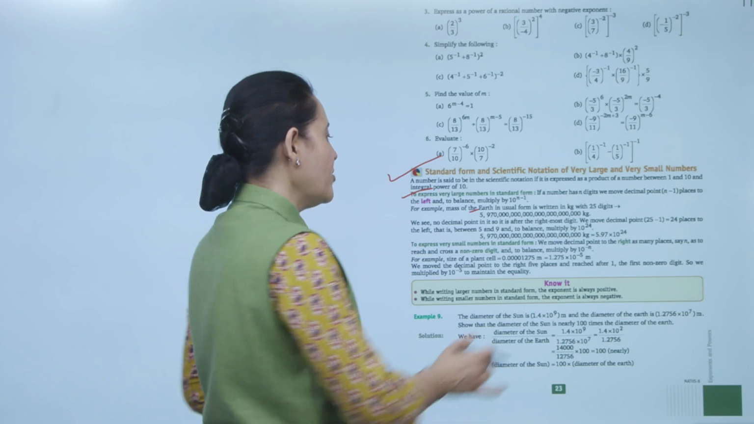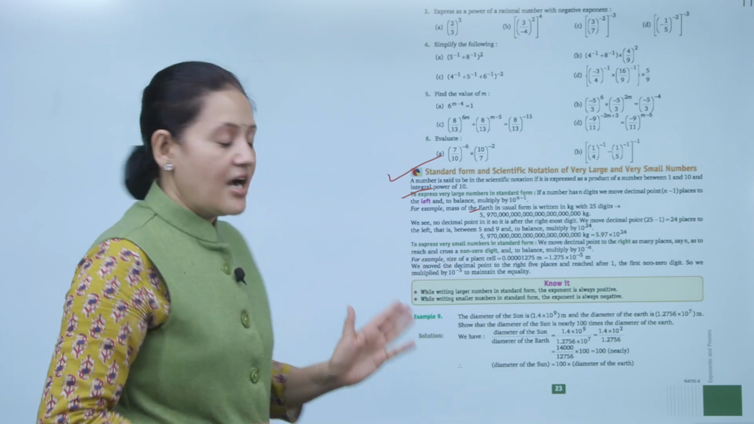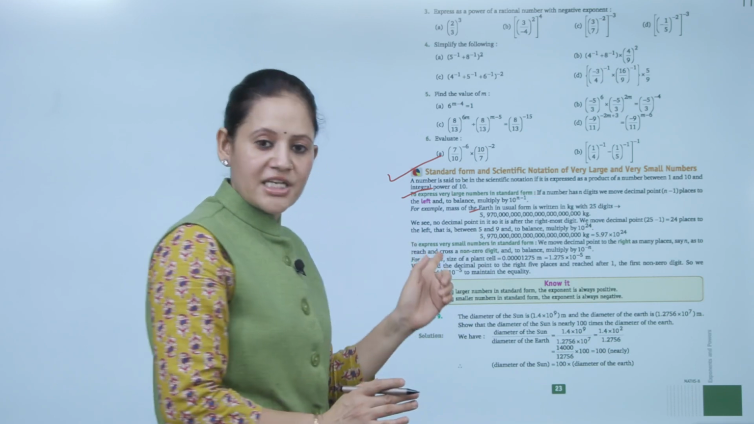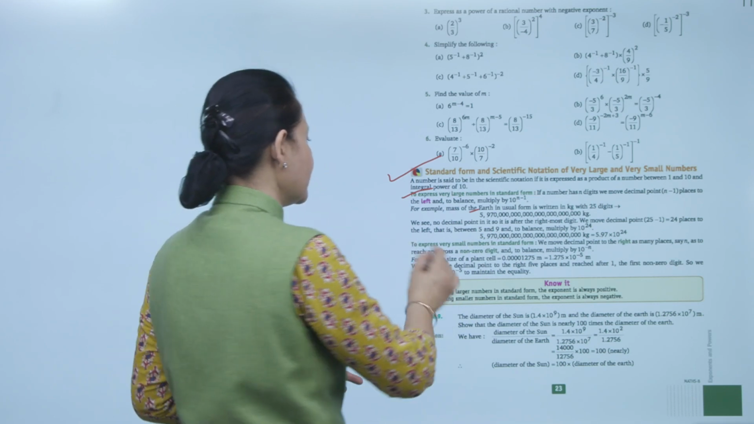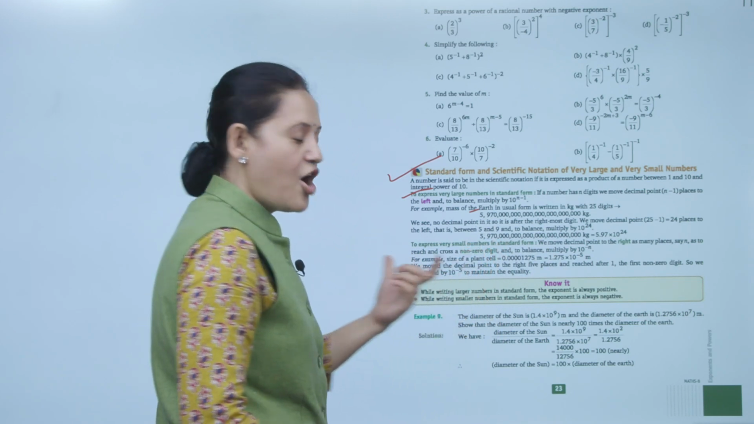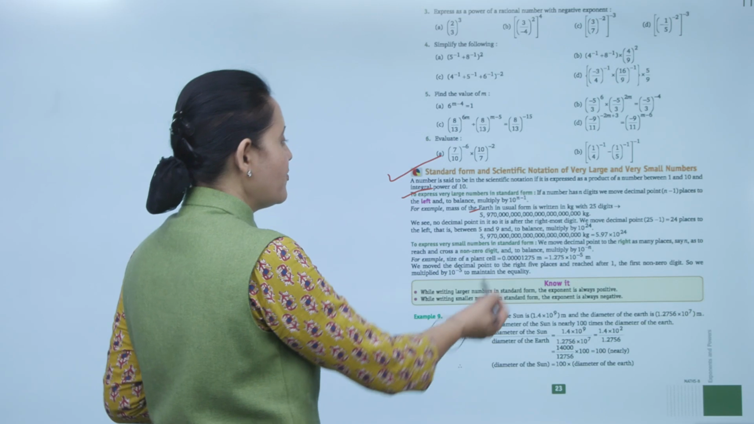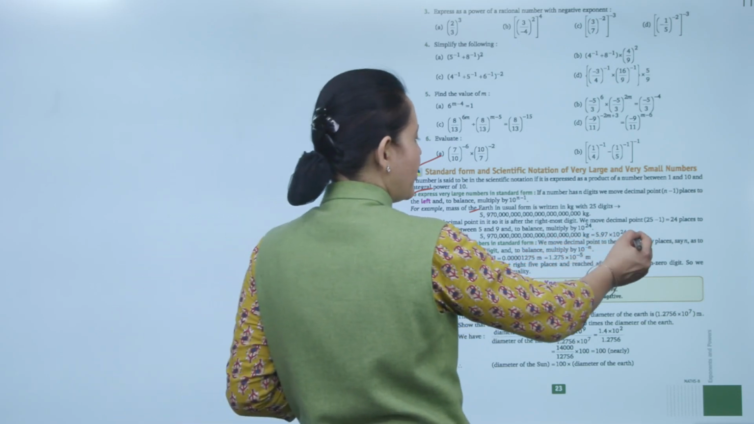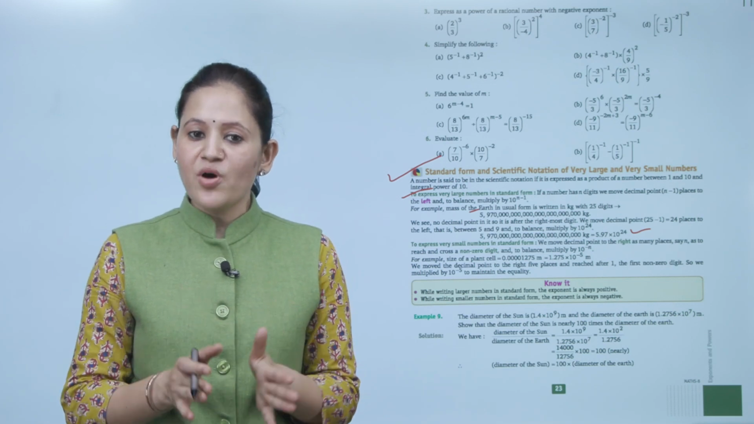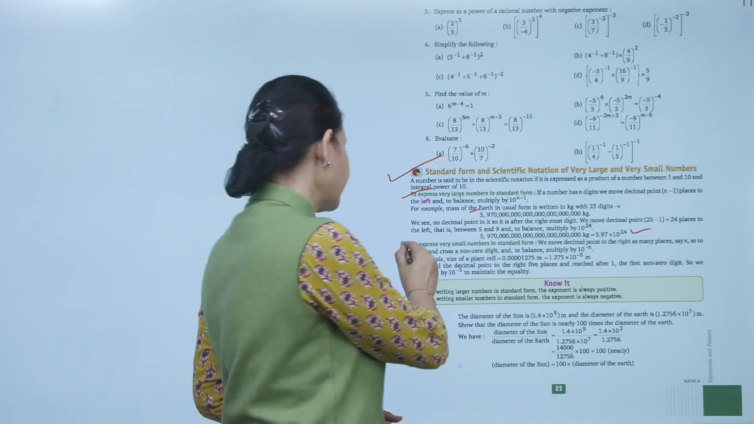So we will move the decimal like after decimal there should be only one digit. So we can write it as, where will we put the decimal, here, 5.97, and how many places are we moving, 24 places. So we'll multiply by 10 to the power 24. Clear?